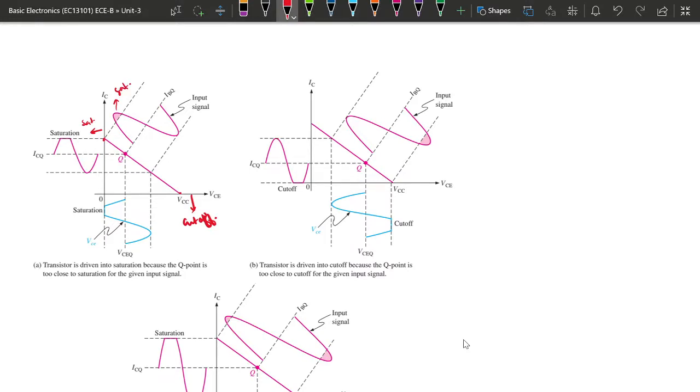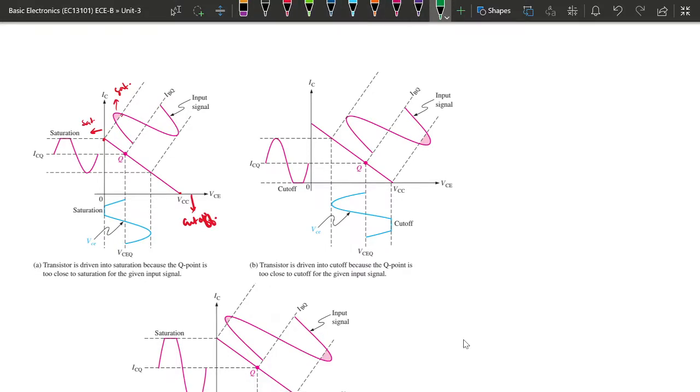Okay, so this portion has reached saturation, but in the cutoff side or the downside it is still in the active region only, that means the linear region only. Okay, so there will be no clipping. Okay, so this is the input that we are providing.